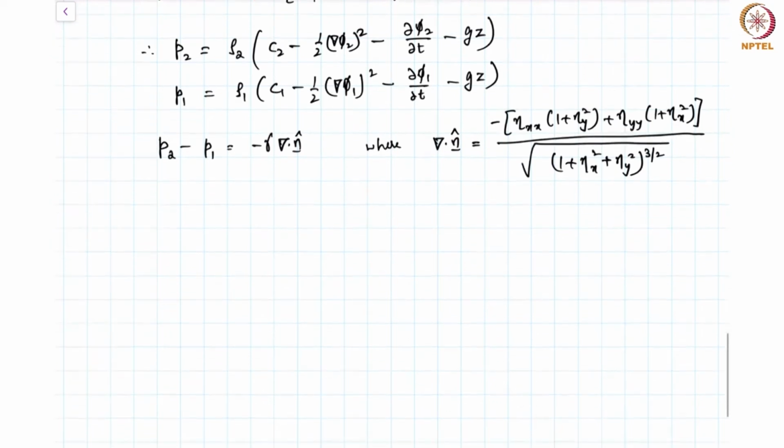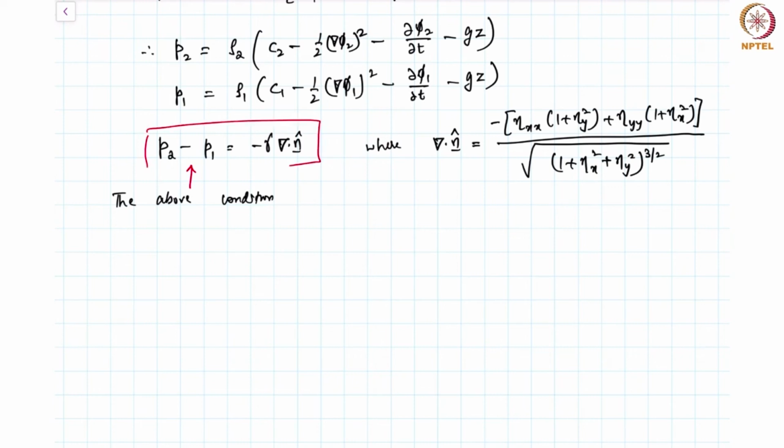Now, we've written down P2 minus P1, but we have introduced these constants C1 and C2. What exactly are they? Now, this relation, the above condition, by above condition I mean the condition of the normal stress balance, this above condition should be satisfied by the base state as well. Correct?